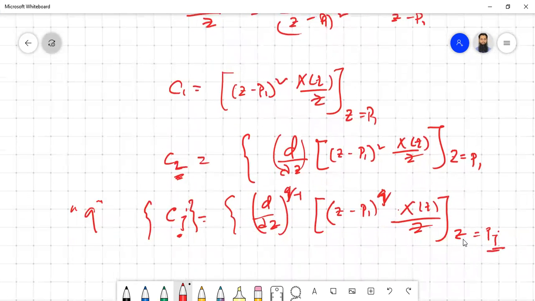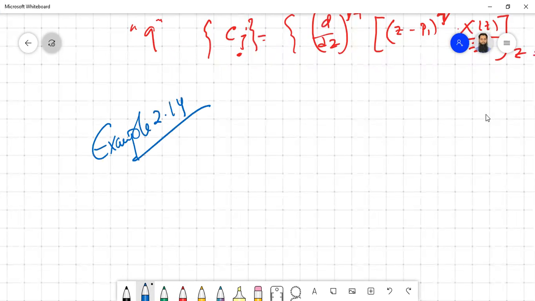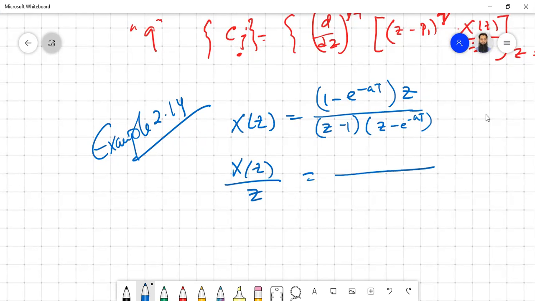So let us look at two examples related to this one. Example 2.14. X(z) is given equal to (1 minus e to the power minus aT) z divided by (z minus 1)(z minus e to the power minus aT). Taking X(z) by z, we can easily identify how many poles we have. You can see that we have two poles, at z equal to 1 and z equal to e to the power minus aT.